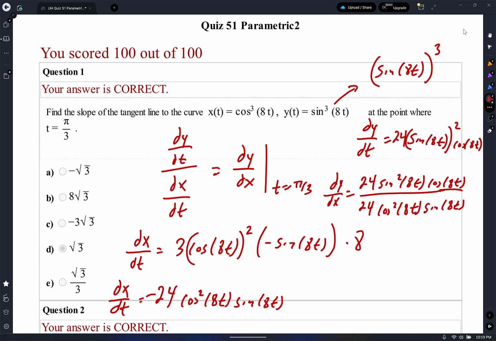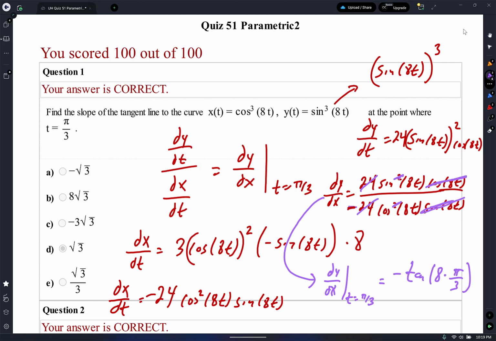Okay, so it looks like the 24s cancel out, and I lost a negative somewhere. There we go. Here's my negative, guys. And then one of these cosines cancels out, and then one of these sines cancel out. So I have sine over cosine, which is the same thing as tan. So let me write it right over here. dy/dx evaluated at t equals pi over 3 is equal to negative tan of 8 times pi over 3.